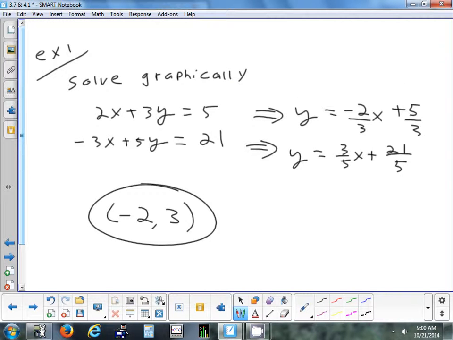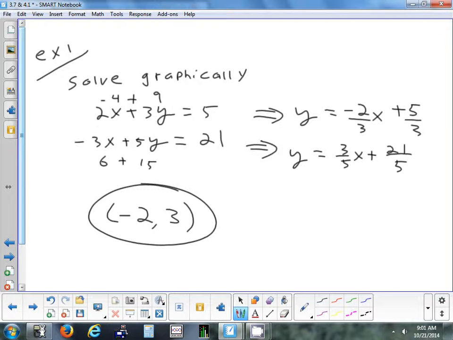So you can check it. If you go back to the original problem, you plug negative 2 in for x, you get negative 4. Plus 3 times 3 is 9. And negative 4 plus 9 is 5. So that's good. Plug negative 2 in for x here, you get 6. Plus 5 times 3 is 15. And 6 plus 15 is 21. So we know that this is the correct answer.